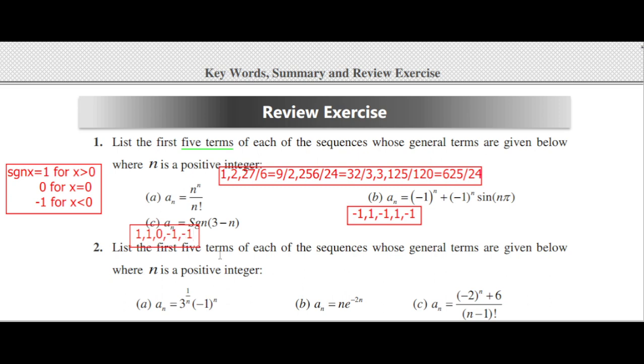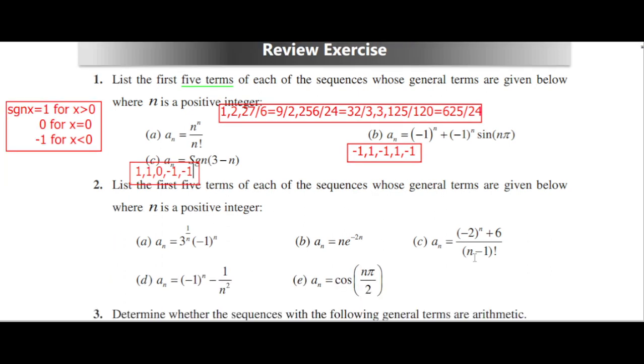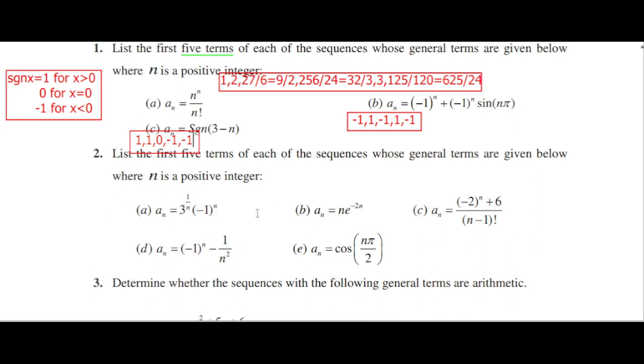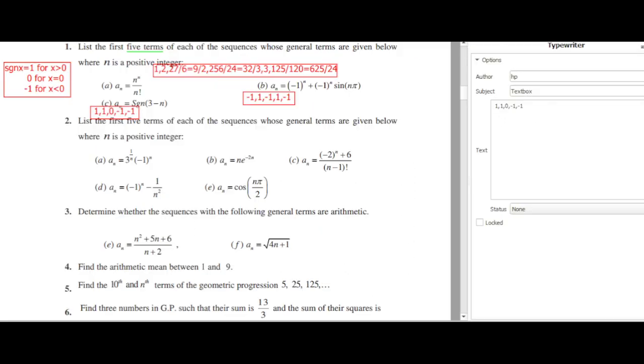List the first 5 terms of each of the sequences whose general terms are given below, where n is a positive integer. Okay, this is the same as question number 1. Easily we can compute by directly substituting 1, 2, 3 up to 5 for n. Let's do question number A.